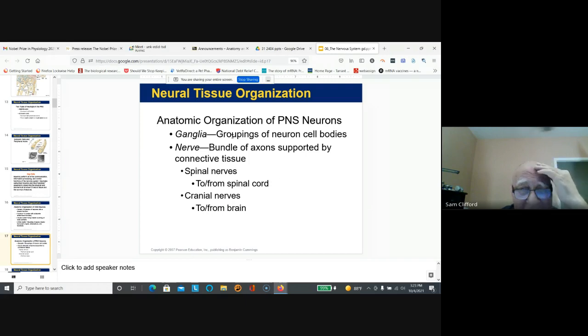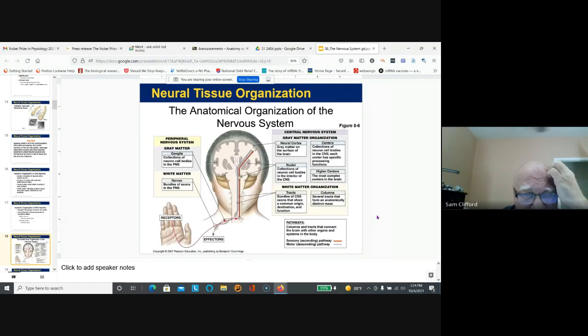Ganglia again are nerve cell bodies outside of the CNS. A nerve is a bundle of axons. Spinal nerves carry information to and from the spinal cord, and cranial nerves carry information to and from the brain. This is a good summary.